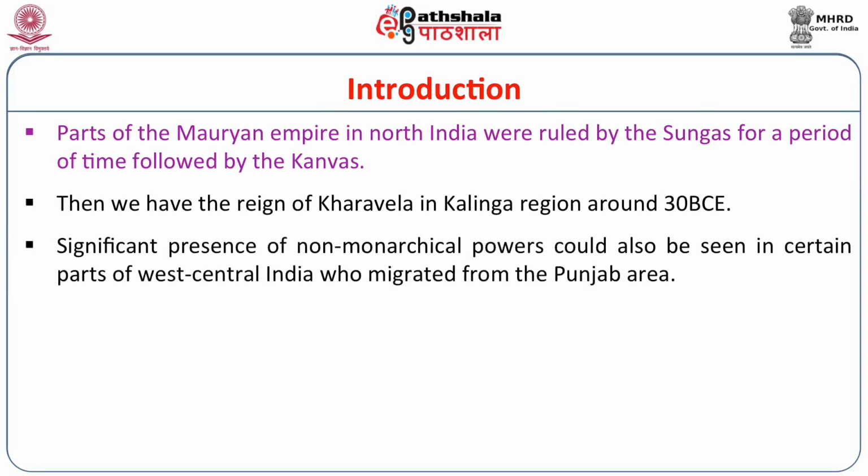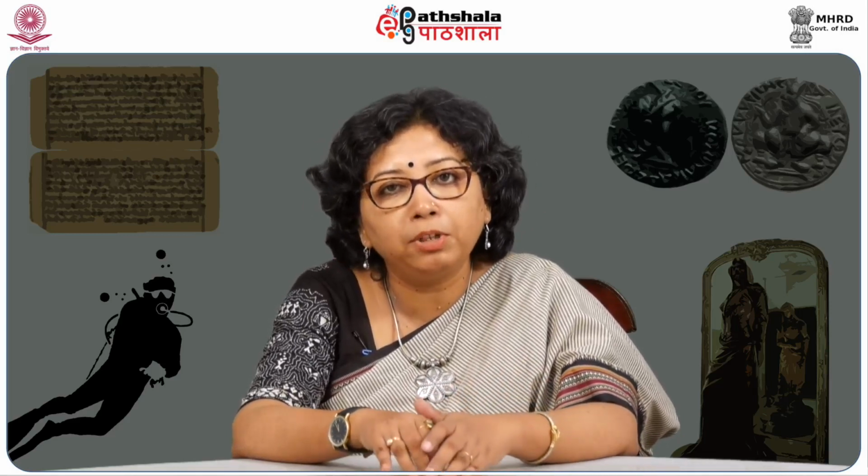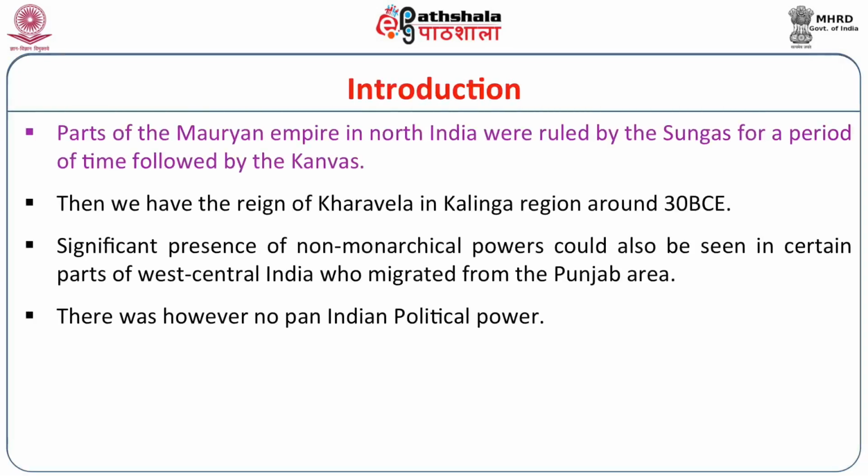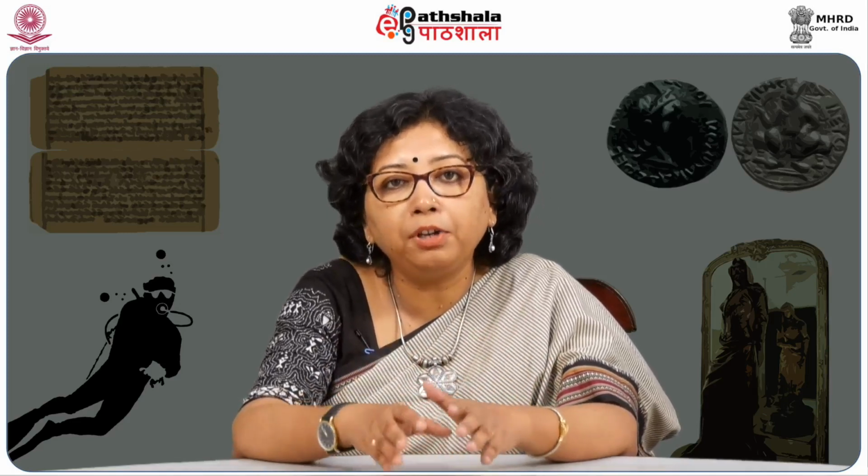And significant is the presence of non-monarchical powers, which could be seen in certain parts of western and central India, who migrated from the Punjab area. So their original habitat was Punjab. From Punjab they had actually migrated to regions of Gujarat and some areas of central India. But we have to remember that in this period, following the Mauryas, there was no pan-Indian political power. So we had small rulers, principalities, and of course the big foreign powers who ruled in our country for a brief period of time.